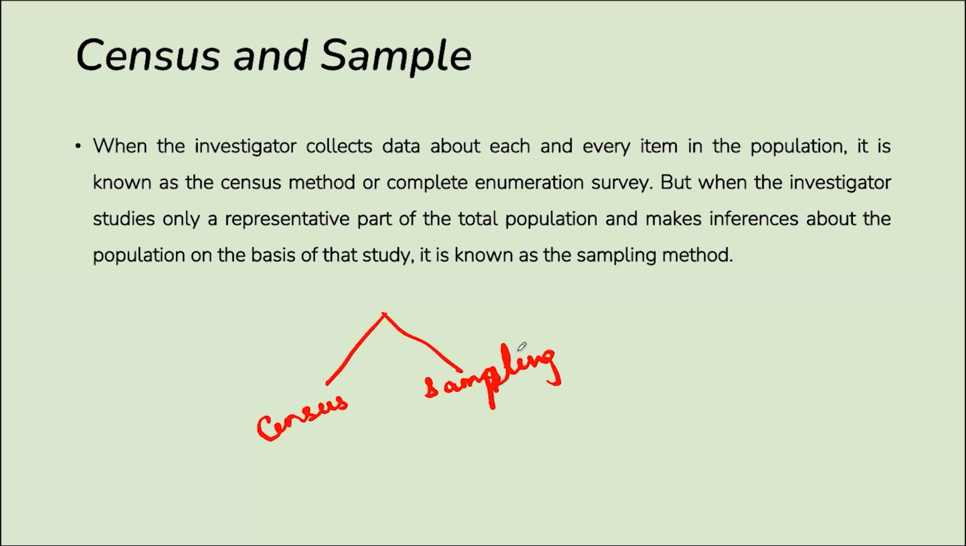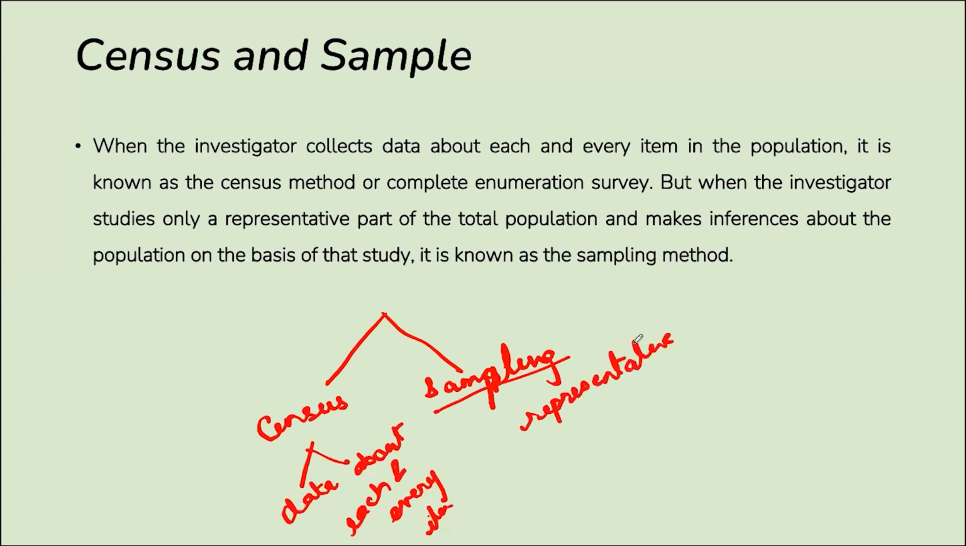In case of census, the investigator collects data about each and every item. So this is known as census method or complete enumeration survey. But if the investigator takes only a representative part of the population, which is known as a representative sample, and makes inferences about the population through that sample, this is known as sampling method. So there are basically two methods, which are census and sampling.